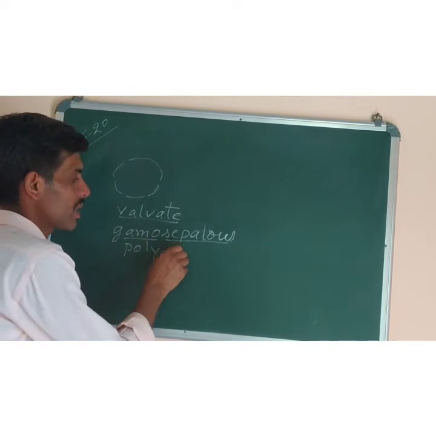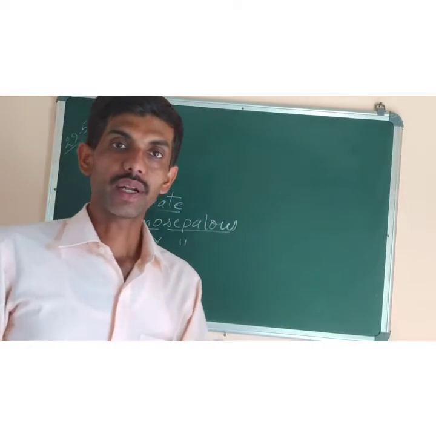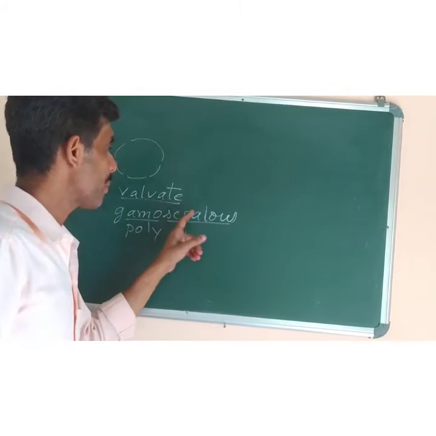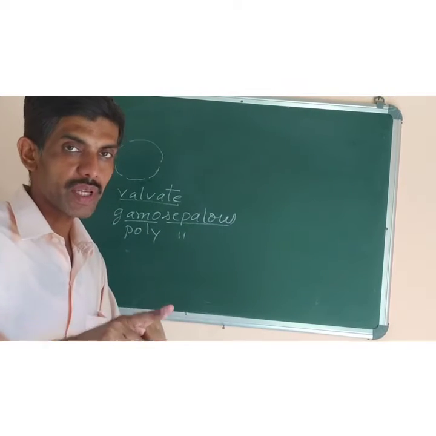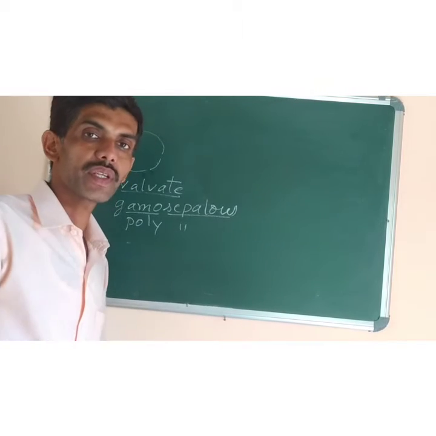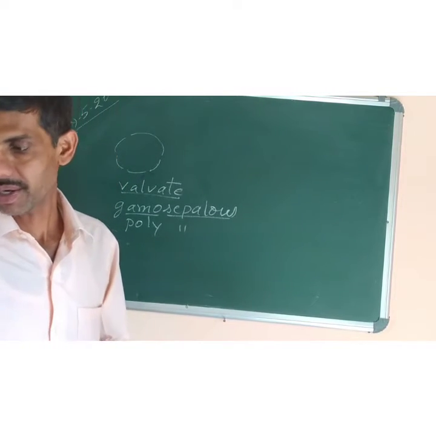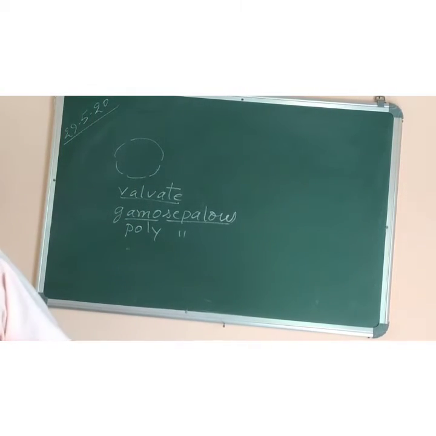P-O-L-Y, polysepalous. Similarly, in terms of petals also, the same word is used, gamopetalous. If the petals are united with each other, that is called gamopetalous, and when the petals are free from each other, it is called polypetalous. Now next one is corolla, already said. Cohesion of petals, already I have talked.